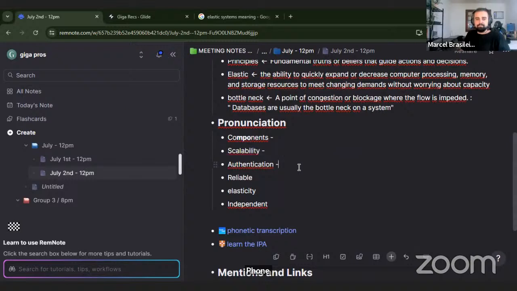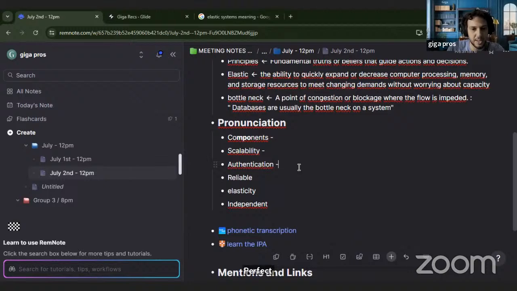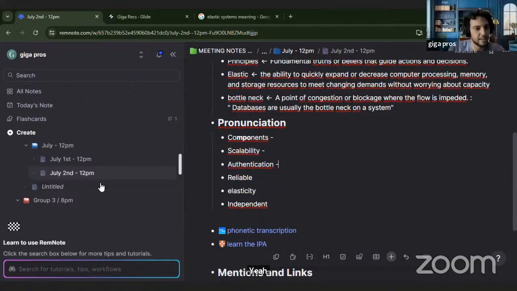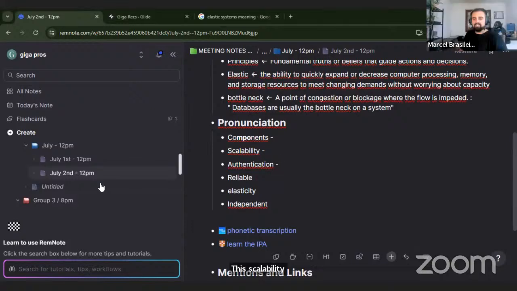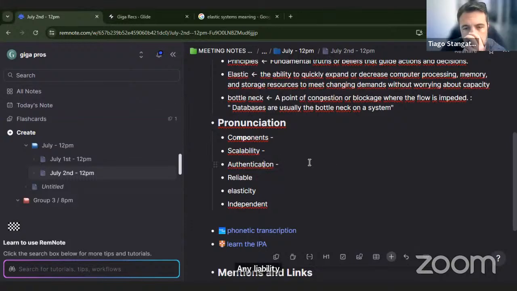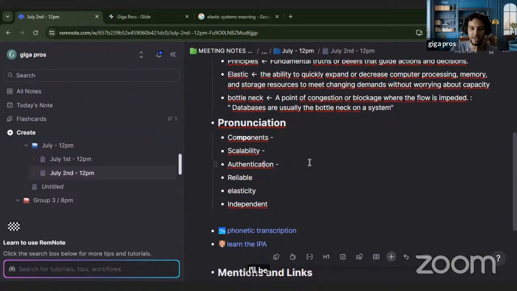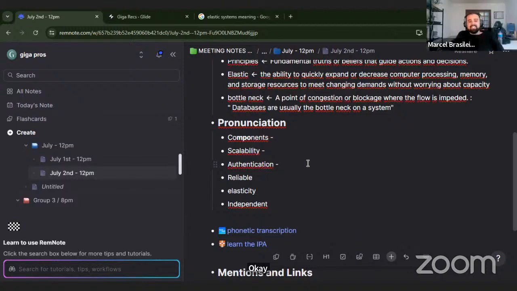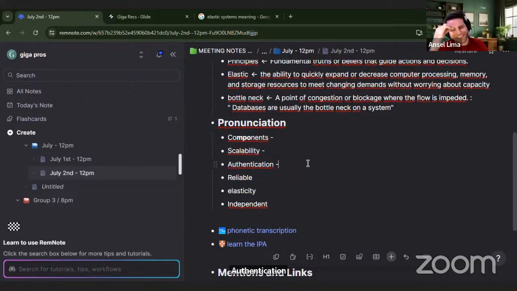Scalability. Authentication. I always thought it was authentication. No, it's authentication. There's no F. Authentication. Living and learning. We said authentication 20 times. Everyone was like parrots repeating the same message. And authorization.